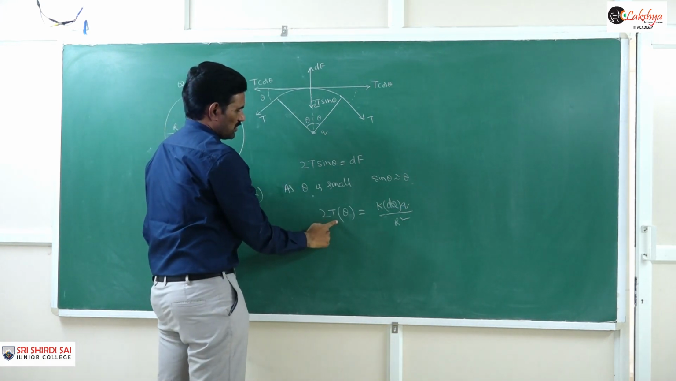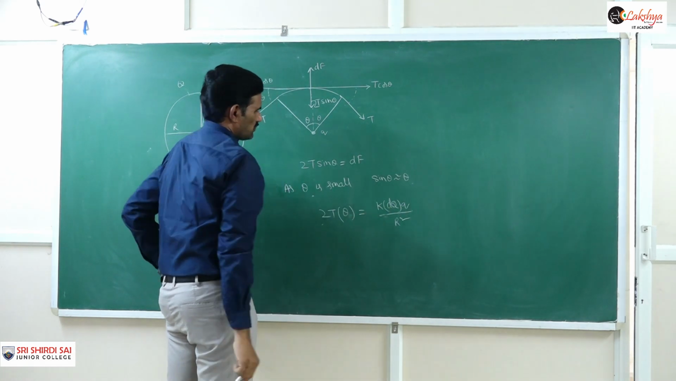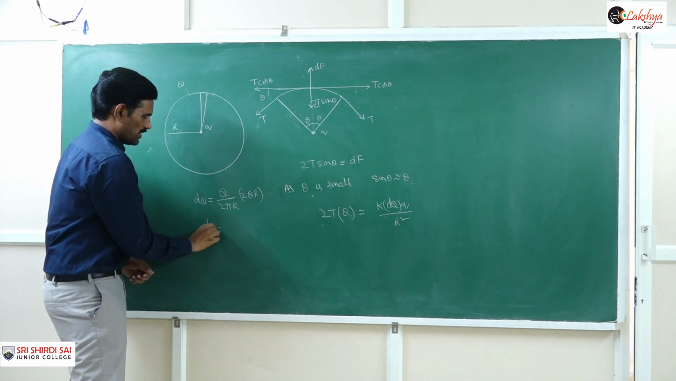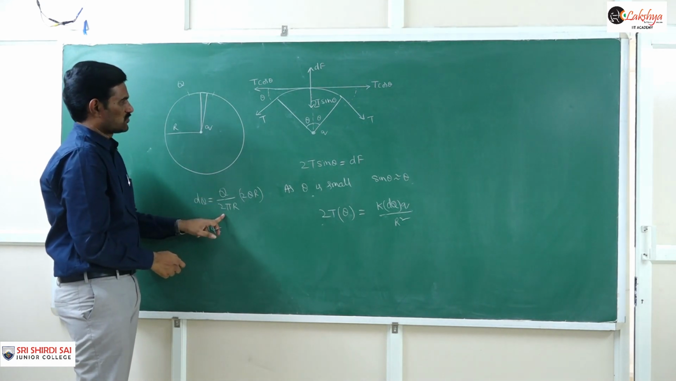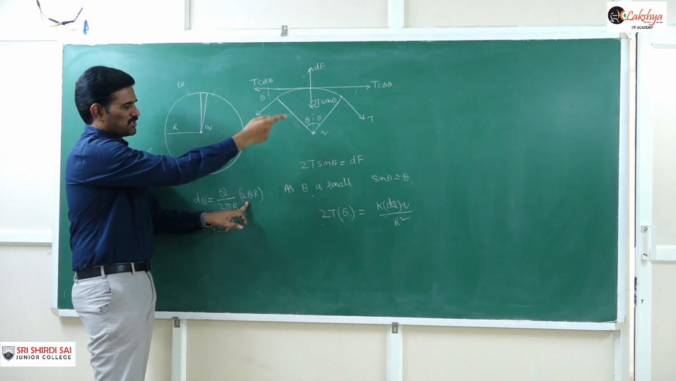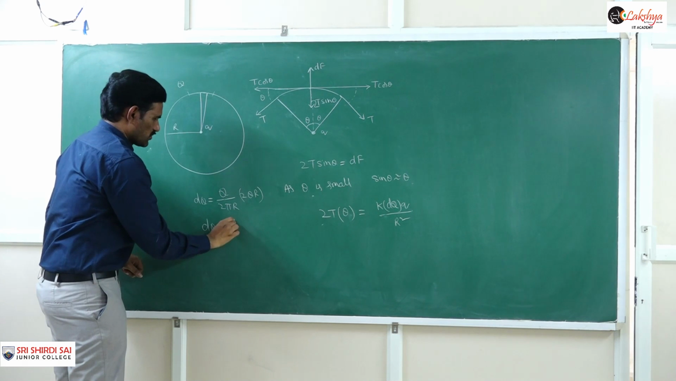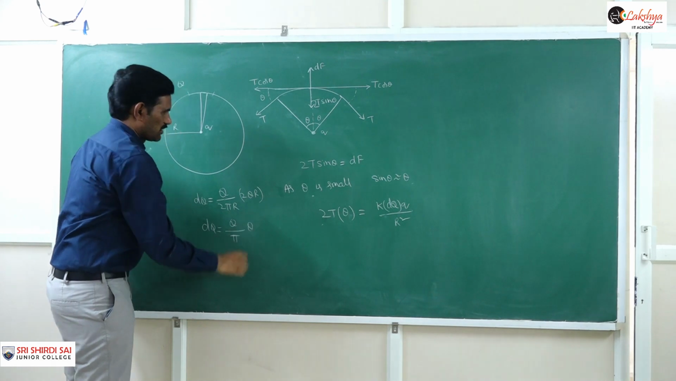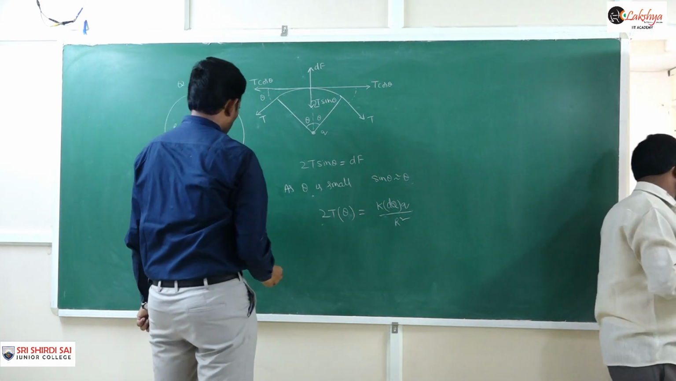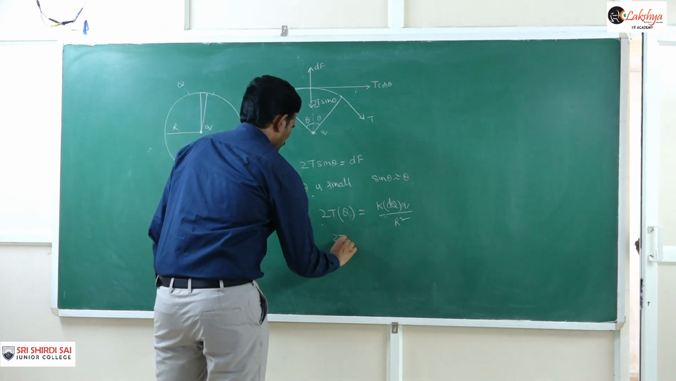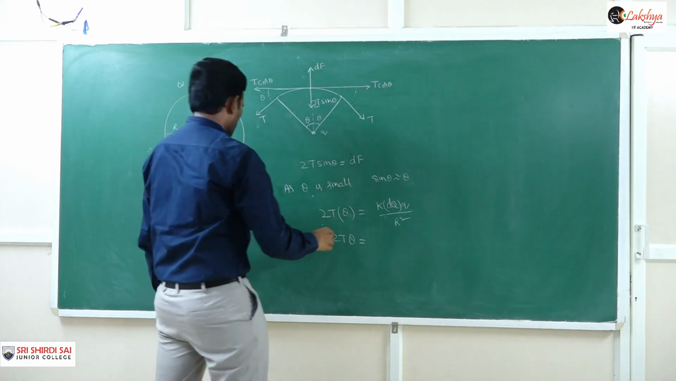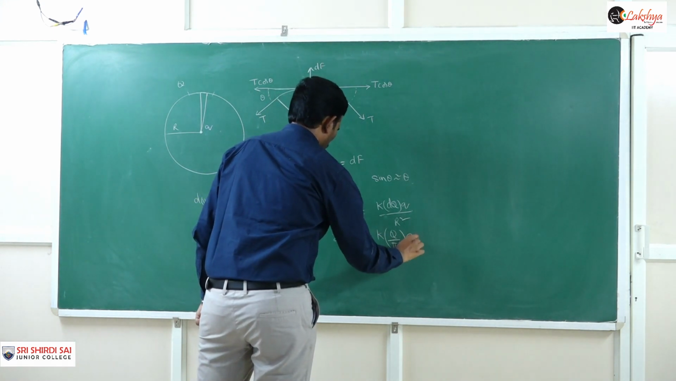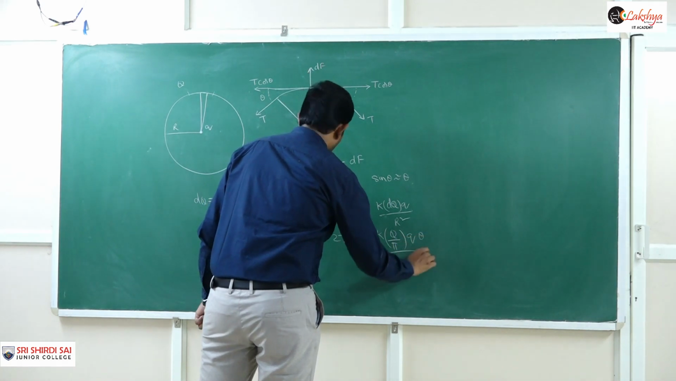So then 2T into theta is equal to K dQ into Q by R square, where dQ is defined like this. So then dQ value is total charge Q by total length 2 pi R into length of this element, that is nothing but 2 theta into R. So I can write this as Q by pi into theta. So let us substitute this dQ value here, K into Q by pi into Q into theta by R square.